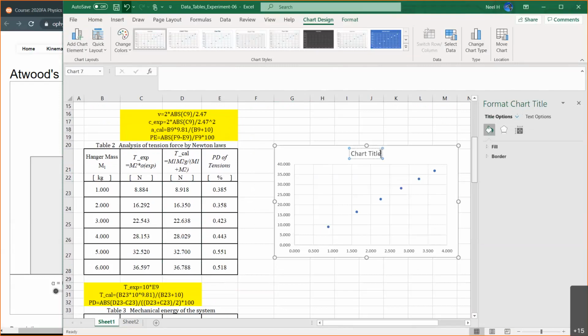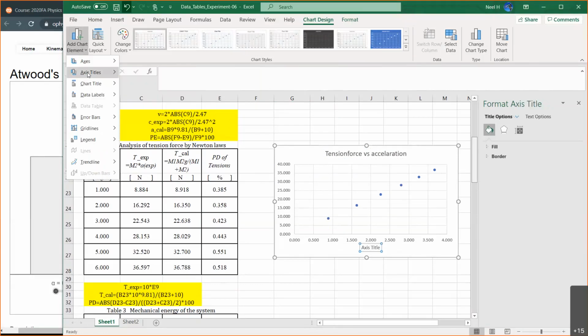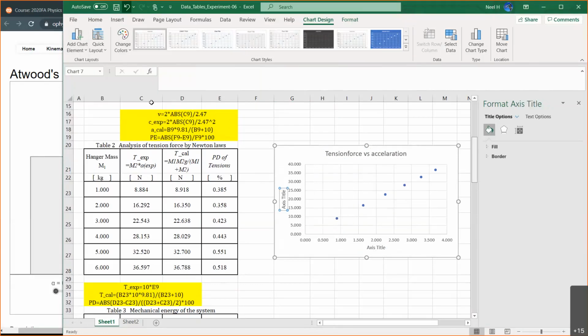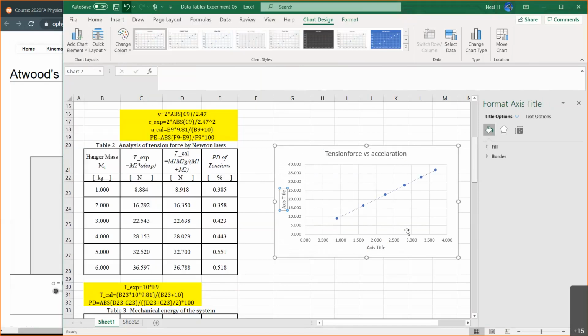If you have a graph, all of these you should be much more familiar with now, right? Chart title. This is going to be what? Tension force versus acceleration. You have to name the graph, double click. Left hand side, very top, chart elements, axis title, horizontal, again axis title, vertical. And also, since I have a graph, I would like to have the trend line because it's linear. Let's pick the trend line.